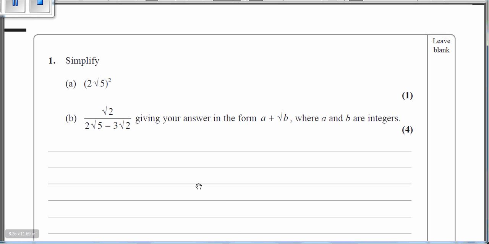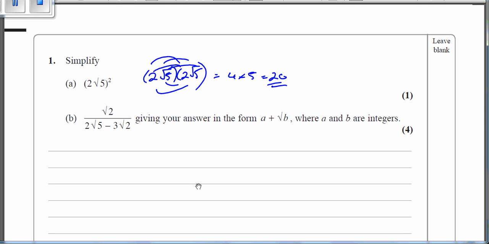So now if we have a look at the 2015 paper, this was the first question. Now loads of people make mistakes on this one. 2 root 5 squared means 2 root 5 times 2 root 5, but you don't do the smiley face method with this one. You're just going to do 2 times 2, root 5 times root 5. So 2 times 2 is 4. Root 5 times root 5 is 5, so it's 4 times 5, which equals 20. Let's be really careful with that.